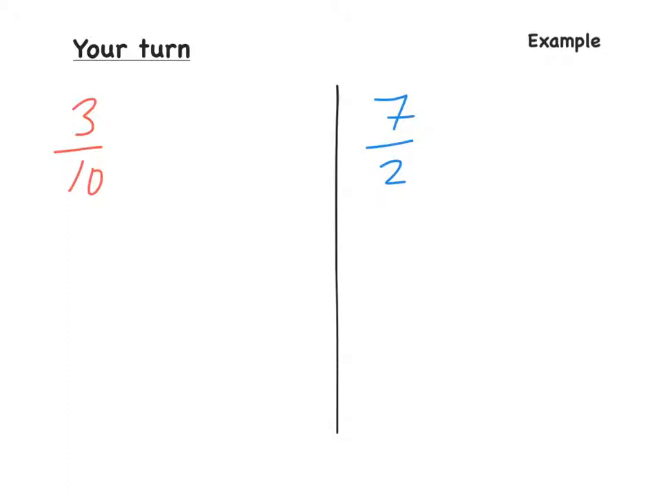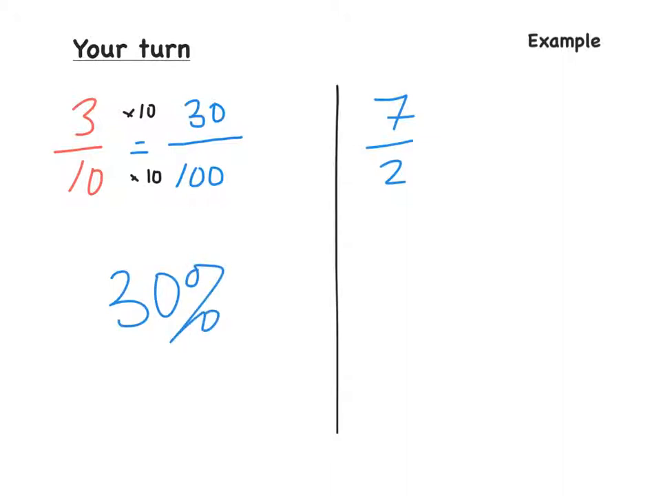Alright, so now let's look at the left one, we have 3/10. Remember, always has to be out of 100. So, 10 times what is equal to 100? So 10 times 10 is equal to 100. So whatever we do in the denominator, we have to do to the numerator. So 3 times 10 is equal to 30. So since we have 30 over 100, remember percents are always out of 100, so 3/10 written as a percent is 30%.